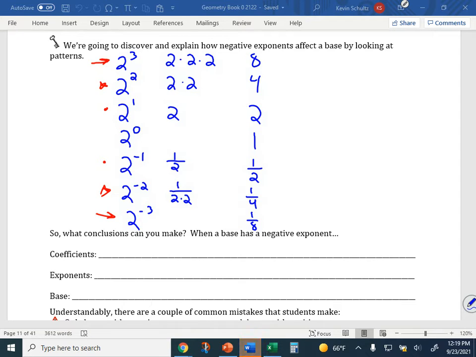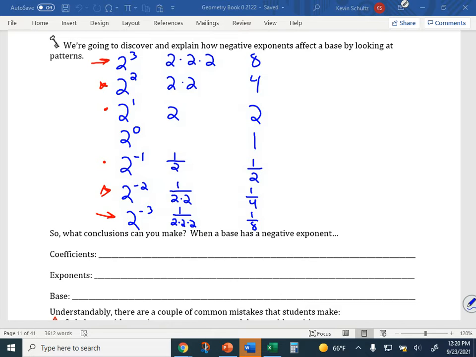Instead of 2 cubed being 2 times 2 times 2, 2 to the negative third is 1 over 2 times 2 times 2. That's how we get to 1/8. What a negative exponent does is it basically moves the expanded form, moves what's going on, to the other part of your fraction.